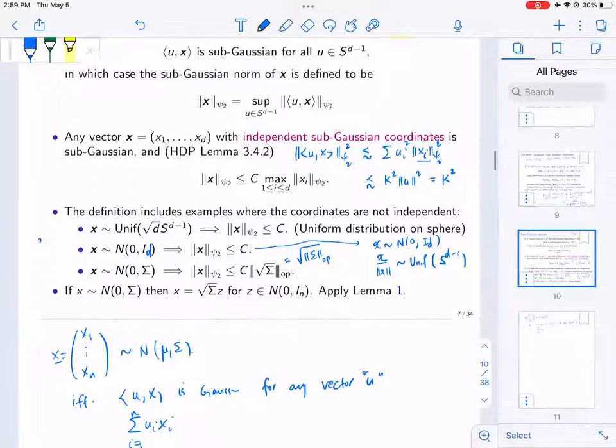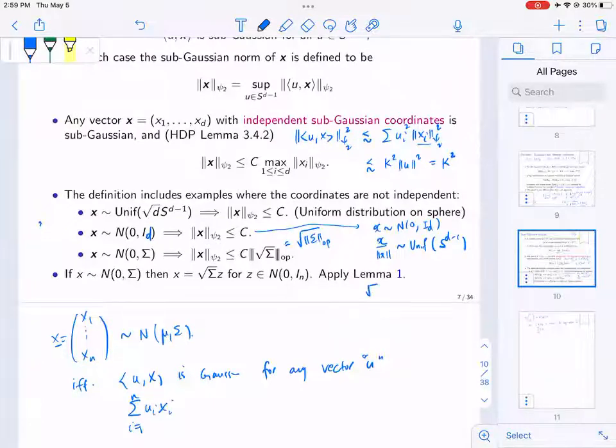So if I multiply it by root D, I get root D times X divided by norm X. This is going to be uniform on root D times the sphere S^(D-1). So this vector is going to have the same distribution as this.